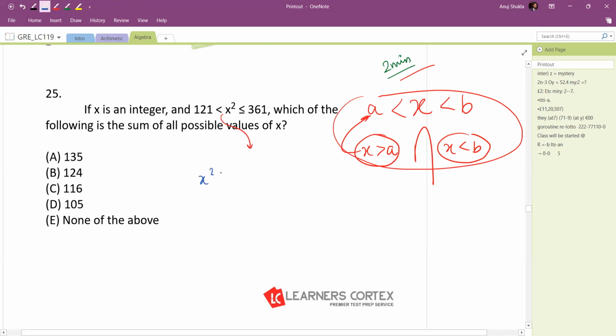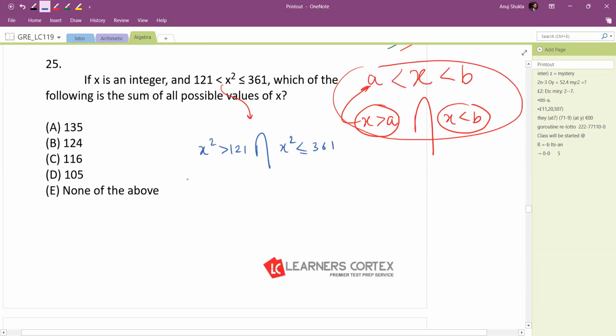That x square is greater than 121, intersection x square is less than or equal to 361. Yes or no? Can I write like this using the same thing? Now x square minus 121 is greater than or equal to 0. This is x plus 11 and x minus 11. Yes or no? Is greater than 0, intersection. And 361 is what? 19 whole square. So this will be x plus 19 and x minus 19 is less than or equal to 0.